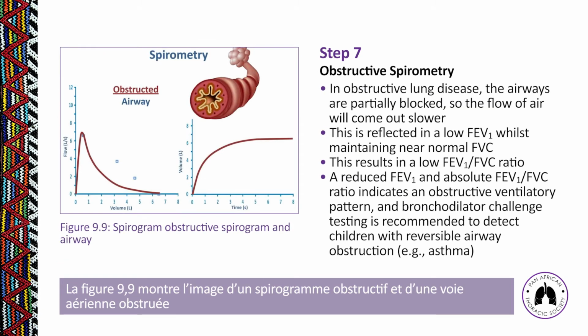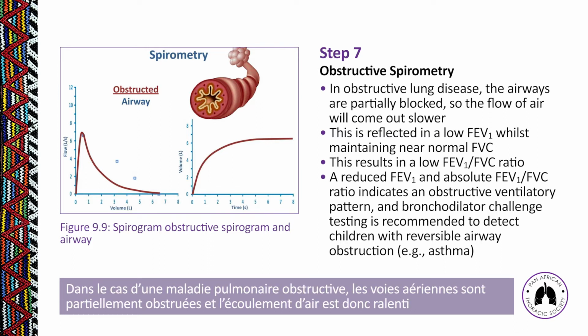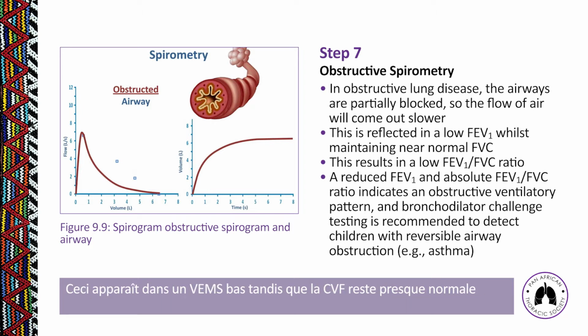So figure 9.9 shows an example of an obstructive spirogram and airway. In obstructive lung disease, the airways are partially blocked, so the flow of air will come out slower. This is reflected in a low FEV1 whilst maintaining a near normal FVC. This results in a low FEV1 to FVC ratio.